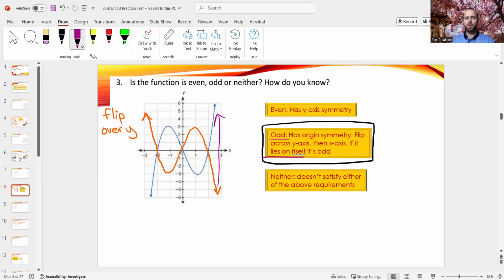But I would recommend you write down all three of these so you're familiar. Even means y-axis symmetry. So if we had a graph, it would look something like maybe this. Looks the same on the left and right of the y-axis. And if neither of those things are happening, it's neither.